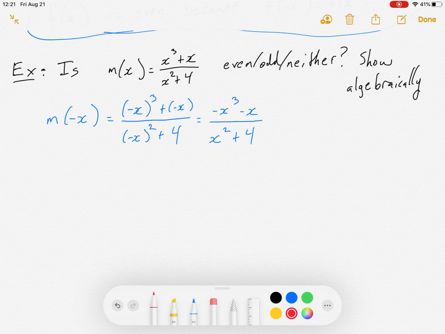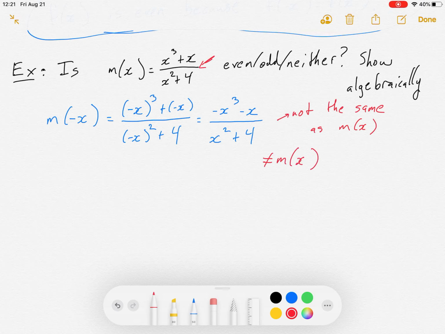Okay, we're going to pause. Let's take a look at the original up here. To me, it looks like this is not the same. So I might either say not the same as the original, as m of x, or you might just say does not equal m of x, like that.